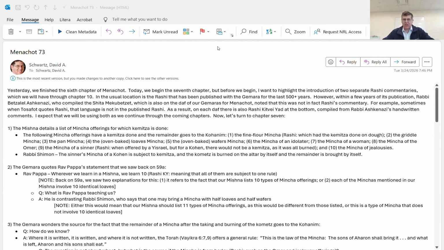And so Rabbi Betzalel Ashkenazi notes that he had a handwritten manuscript or handwritten marginalia that actually was Rashi. That ended up being included in our Vilna Shas at the bottom where it says Rashi Kaf Taf Yud, which stands for Kisvei Yad, handwritten. So now on each daf, we have both the original Rashi and the Rashi compiled from Rabbi Ashkenazi's handwritten comments. I'm expecting that we will use both of them over the course of the coming weeks. This is true from chapter 7, which we begin today, through chapter 10. And so that's point number 1 by way of introduction.